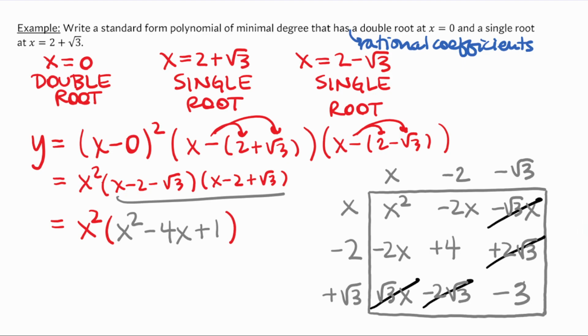All right, so over here, the last step is just going to be to distribute that x squared, so it's going to be x to the 4 minus 4x to the 3 plus x squared. Okay, so that'll be our standard form polynomial, minimal degree, double root at x equals 0, rational coefficients, and a single root at x equals 2 plus the square root of 3. It also just happens to have a root at x equals 2 minus the square root of 3.